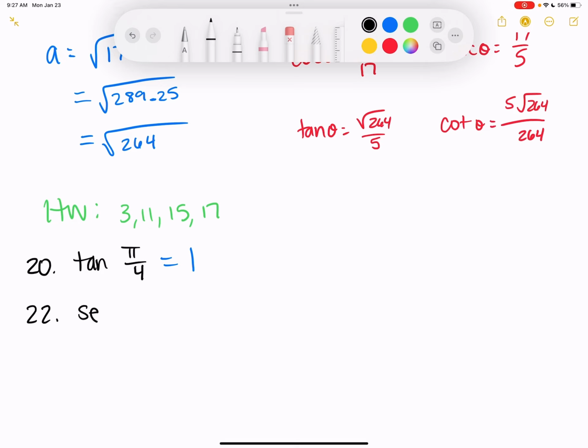Number 22, secant of pi over 3. Now, are secant values directly written on the unit circle? No. But secant relates to what other trig function that is on my unit circle? Cosine. So I'm going to treat this as 1 over the cosine of pi over 3.